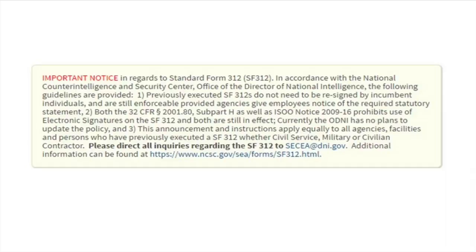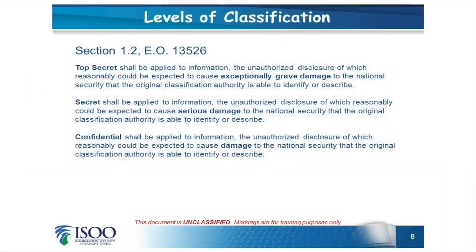ODNI provided these guidelines. Previously executed SF-312s do not need to be re-signed simply because the form was updated, and electronic signatures are prohibited on the SF-312. This determination was made in response to a query made by ISOO to the Department of Justice. ODNI has not changed that policy. Any questions regarding this form should be directed to secea@dni.gov. In accordance with the executive order, there are 3 levels of classification: top secret, secret, and confidential.